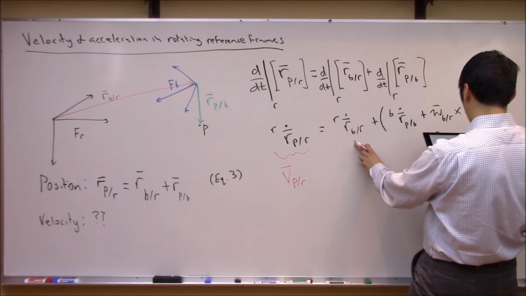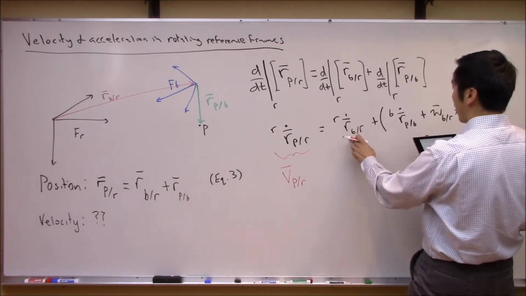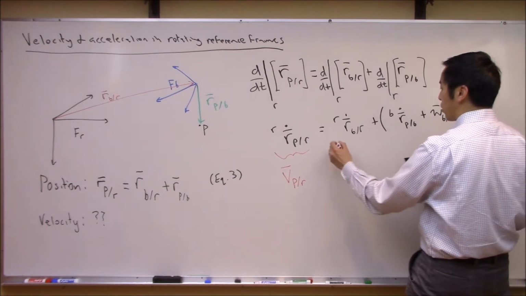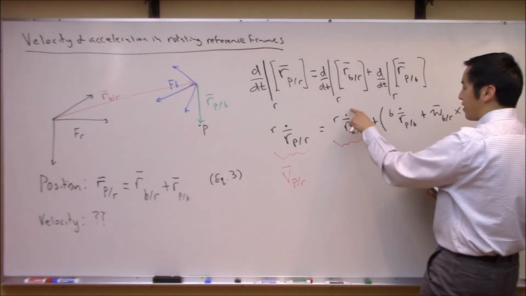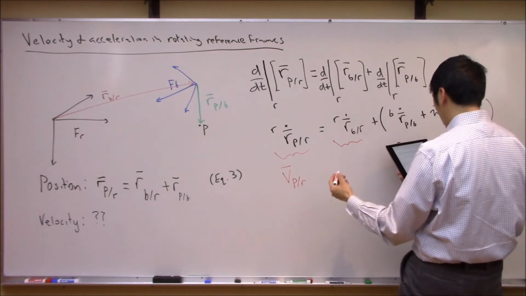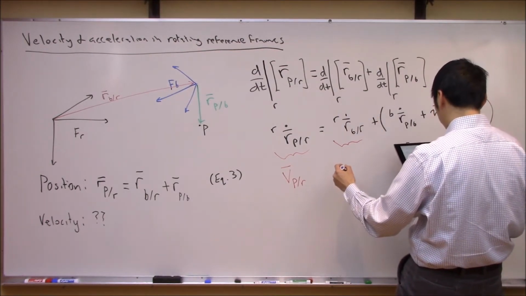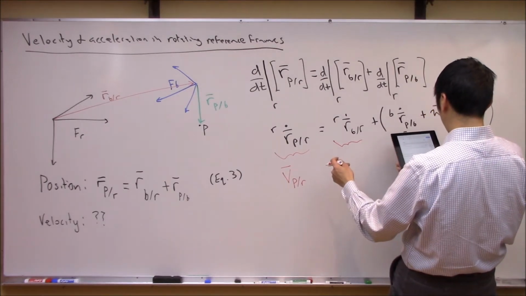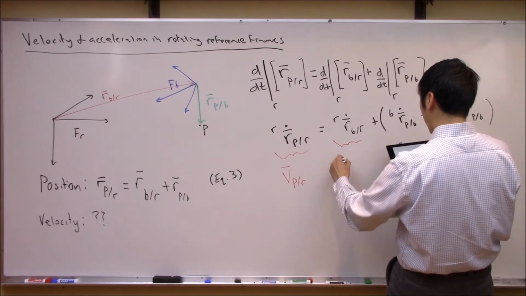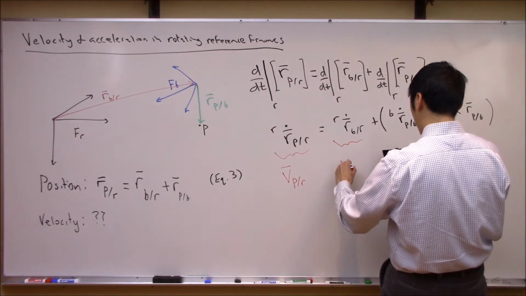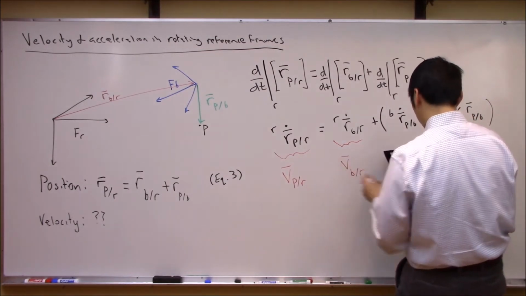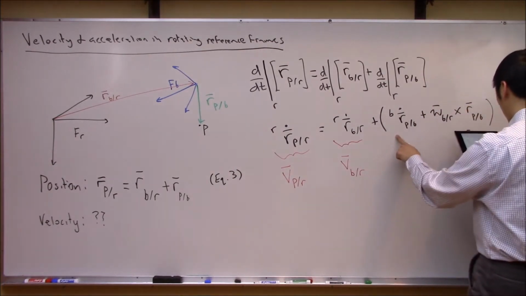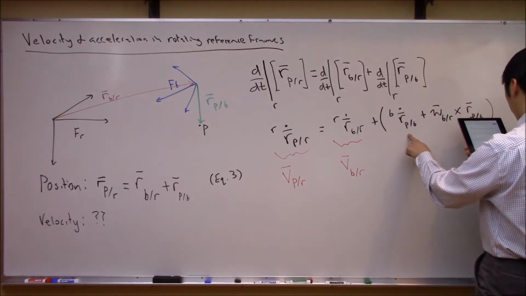Let's think about some of these other terms. This thing right here, we talked about, is just a translational velocity of how the two frames are moving with respect to each other. So instead of having to write all these dots and subscripts and superscripts, let's just go ahead and call this, where did I actually have the notation here? Yeah, this is velocity of b with respect to r.